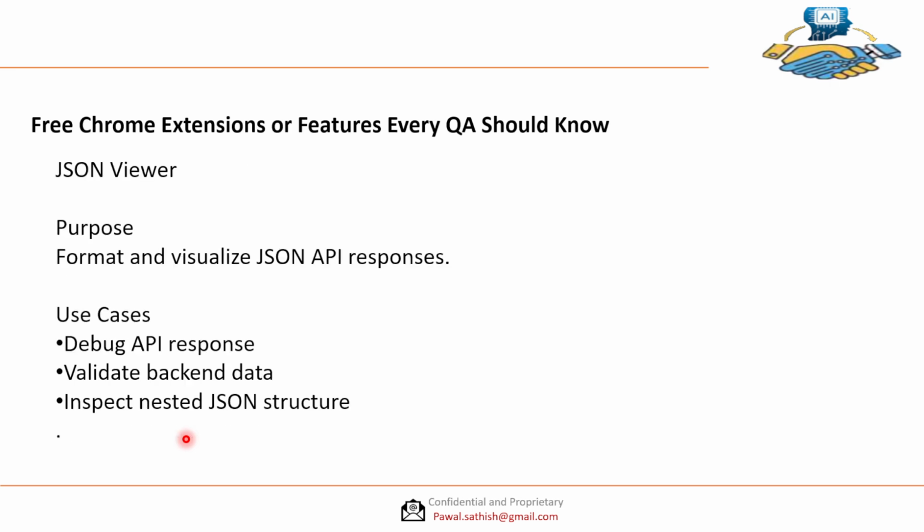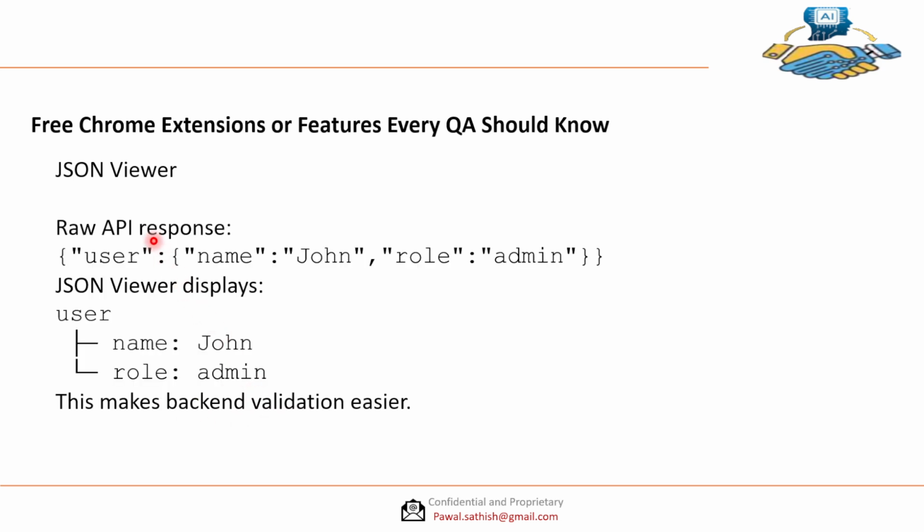The next extension we can use is JSON Viewer. If we get any response, using JSON Viewer we can convert it into proper JSON format. As I have mentioned, we can debug the API response and validate the backend data and JSON structure. Here I give the example: a raw API response in this format, but JSON Viewer displays our response in this format. This makes backend validation easier.